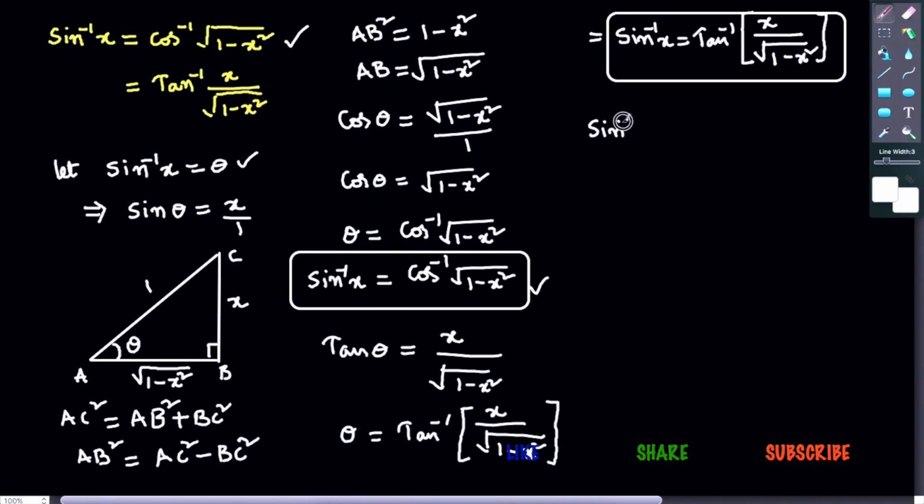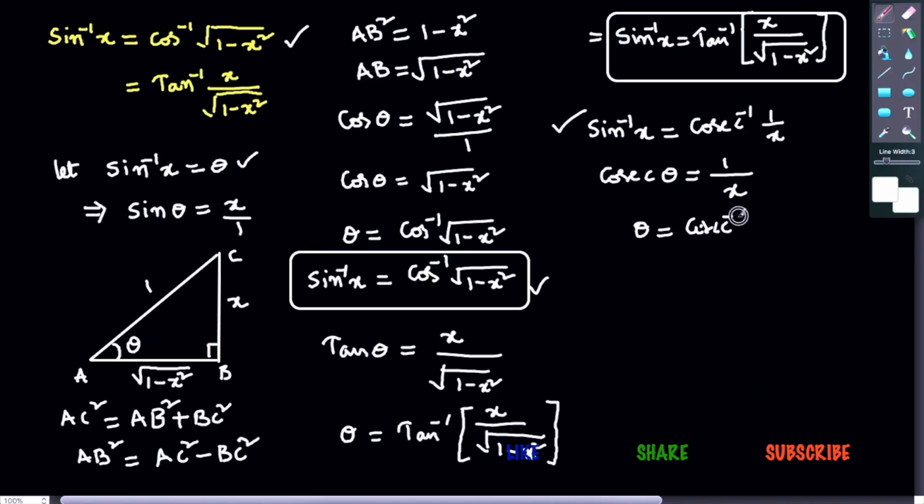See, sin inverse x in terms of cosecant inverse. Actually we have a formula that sin inverse x equals cosecant inverse of 1 by x. From that we can write directly, or from the diagram you observe. If you want to write sin inverse x in terms of cosecant inverse, from the diagram you write cosecant theta. What is cosecant theta from the diagram? Hypotenuse divided by opposite side. Hypotenuse is 1 divided by opposite side x. What is theta from this? Theta is equal to cosecant inverse of 1 by x.